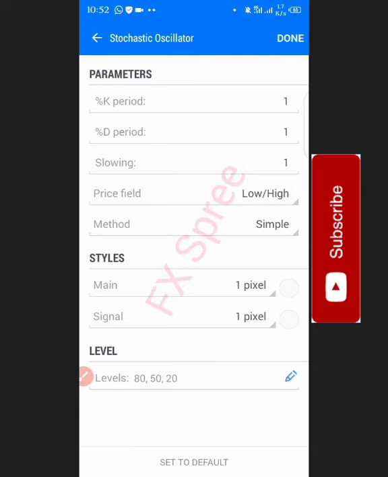K period 1, D period 2, slowing 1, low high simple, 1 pixel for main, then color white because my background is white. If your background is black, kindly pick black as well. And the signal 1 pixel white as well.